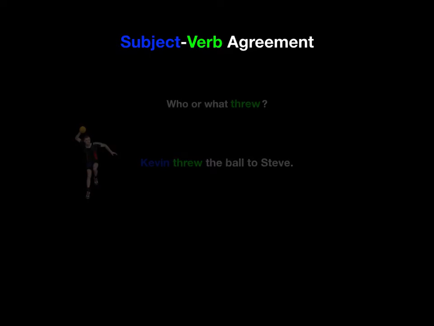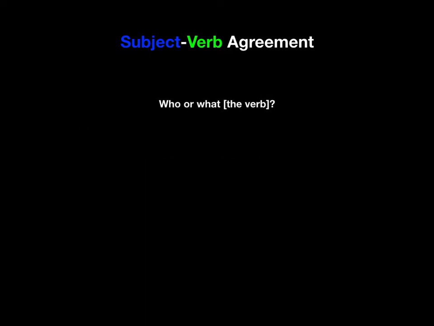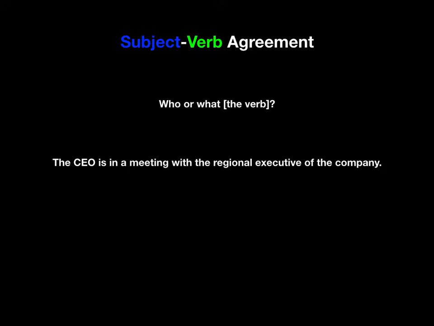Let's look at another example. In this sentence, we have the CEO is in a meeting with the regional executive of the company. Our first step is to identify our verb. Hopefully, we can identify is as a linking verb. The next step is to ask ourselves who or what, plus the verb. So who or what is in a meeting with the regional executive of the company? The answer is the CEO. So CEO would be our subject.